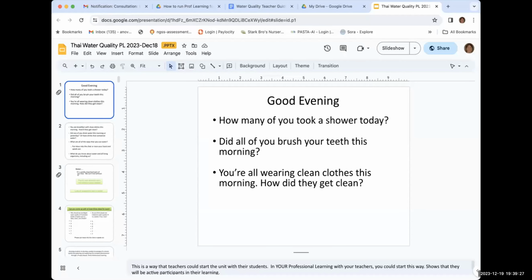So I'm going to start sharing the screen. What I'm going to start with is a way that teachers could introduce the unit to students. And this is actually one way that I introduce the unit. As I'm doing just these first couple of slides, I want you to be asking yourselves, why am I starting off a unit in this way?